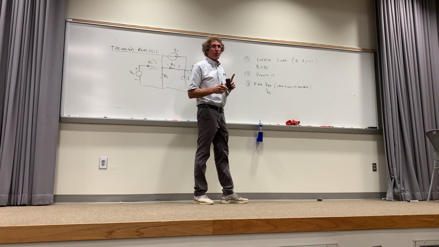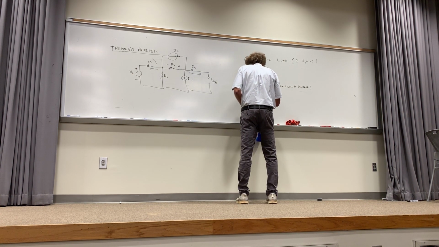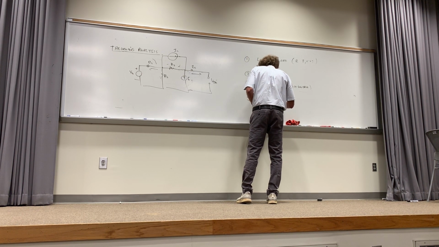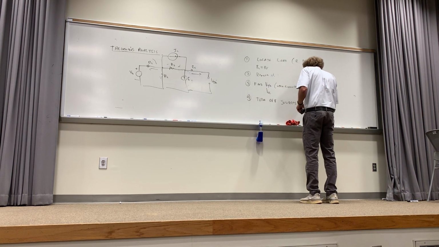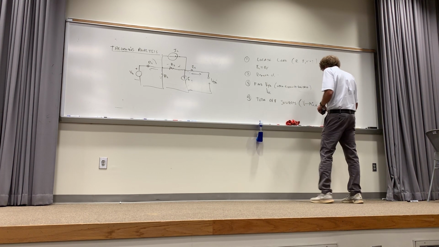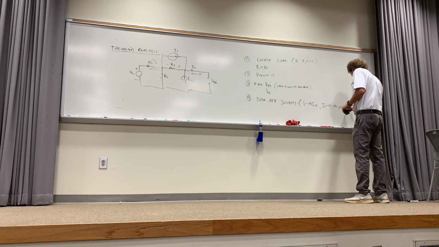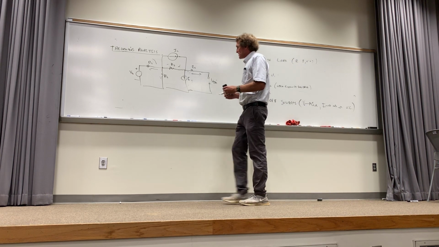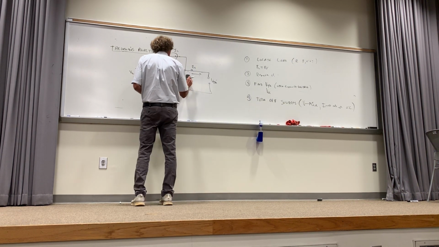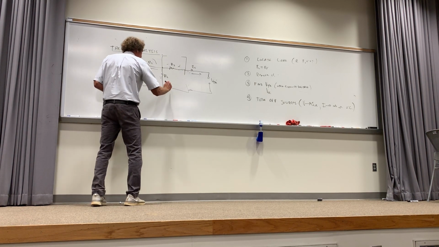Then, this is the important part, pay attention. Then what you do is you turn off sources, all current and voltage sources. That means voltage sources become 0 ohms or short circuits, and current sources become infinite ohms or open circuits. So once you find VTH, then what I do is take all the current sources out, and I short all the voltage sources, so like this.